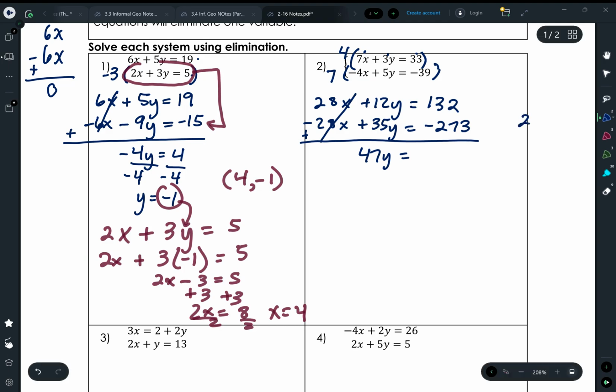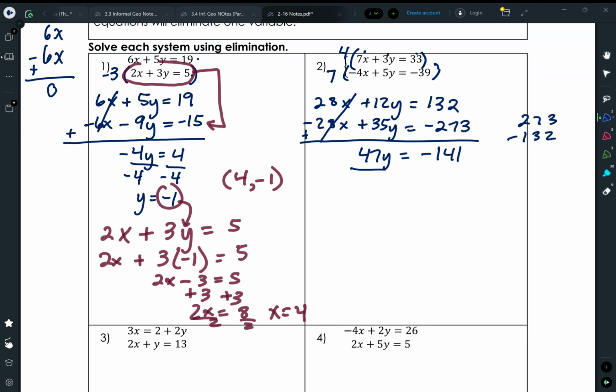Let's see, 273 minus 132. That's going to be a 241, and the negative number is bigger, so it's negative 141. Then we're going to divide both sides by 47, and I'm pretty sure this is 3. Yes. Negative divided by positive is going to be a negative 3.